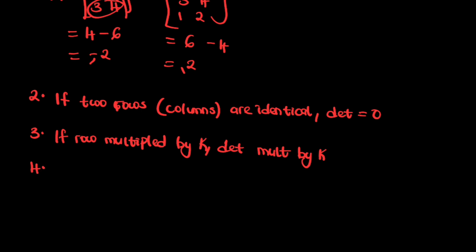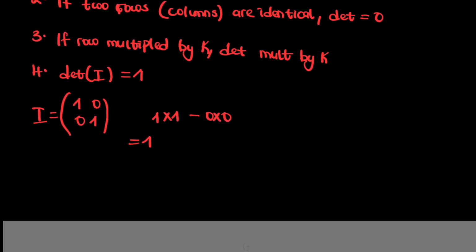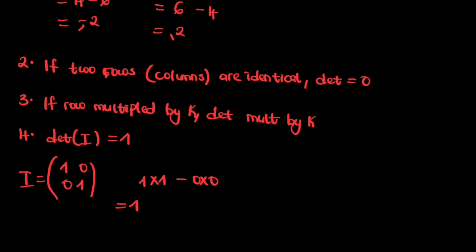Now let's take the fourth property. The fourth property says the determinant of an identity matrix is equal to 1. So let's have an identity matrix 1, 0, 0, 1. This is for a 2 by 2 matrix. The determinant will be 1 times 1 minus 0 times 0, which is equal to 1. So that proves the properties. These properties are useful shortcuts. If they give you a matrix and you know its property, then it will be easier for you.